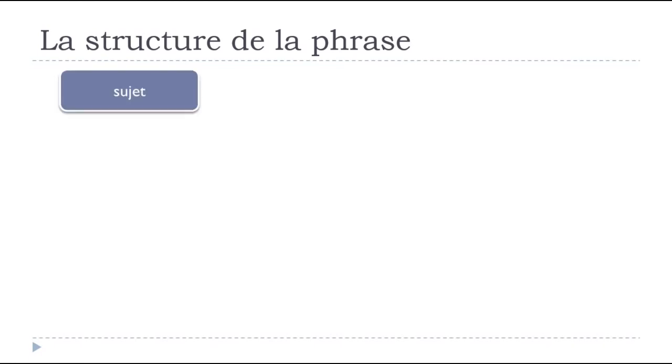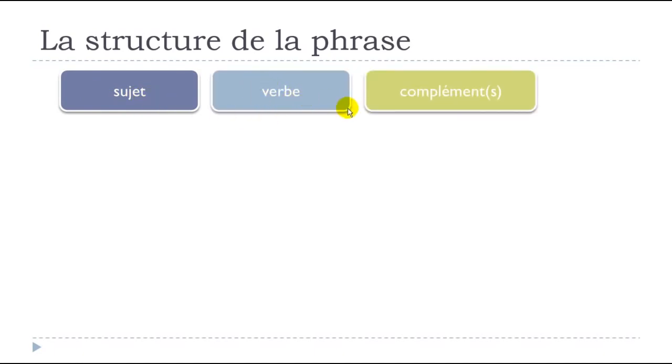So first, normally will come the subject, le sujet. Then you will put the verb, le verbe, and after that will come what we call les compléments. Okay, so this is the normal structure of a sentence. You start with the subject, then will come the verb, and after that you will complete the sentence with more information, so basically des compléments. Okay, so let's see now an example.